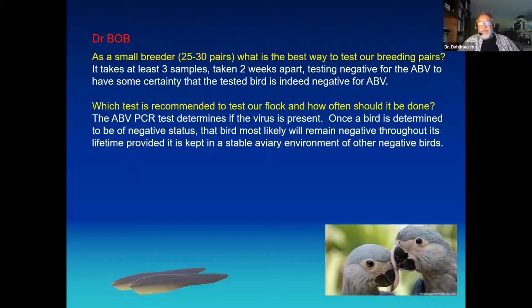What's the best way to test our breeding pairs? Again, 3 samples, 2 weeks apart, testing negative, to have some degree of certainty that the tested bird is indeed negative. PCR determines if the virus is present. Once a bird is determined to be of negative status, it will most likely remain negative throughout its lifetime, provided it's kept in a stable aviary environment and with other negative birds. You can have a positive bird paired up with a negative bird, and over time, sharing the same food and water, we can see this virus transmitted, but it's not readily transmitted from bird to bird.